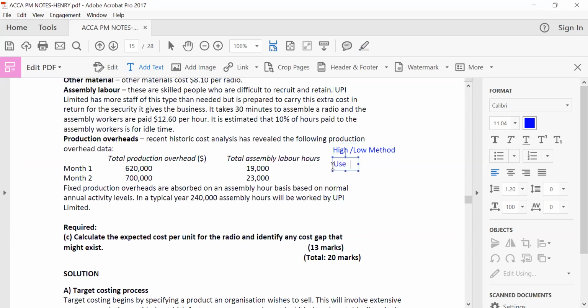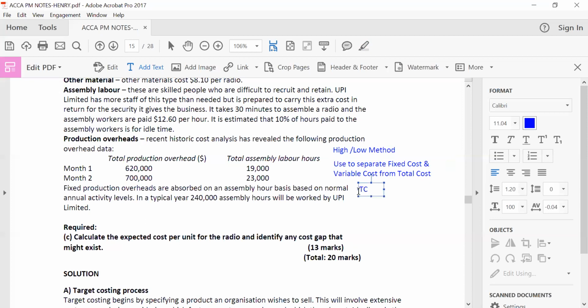So use to separate fixed cost and variable cost from total cost. If you have total cost and you want to split it into variable and fixed, the technique we use to do that is what we call the high-low method.